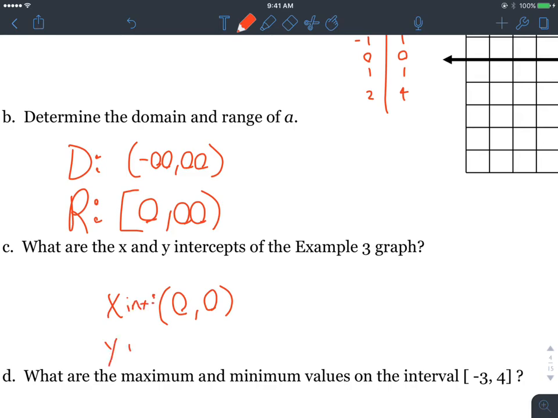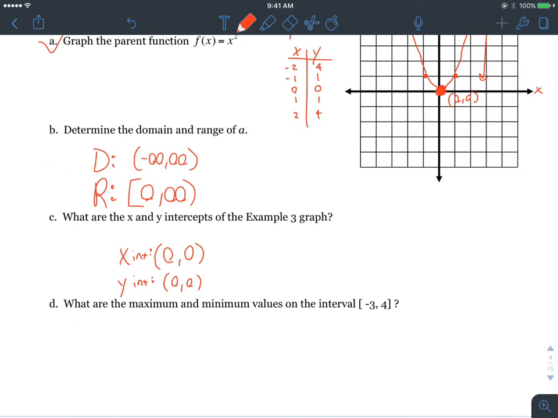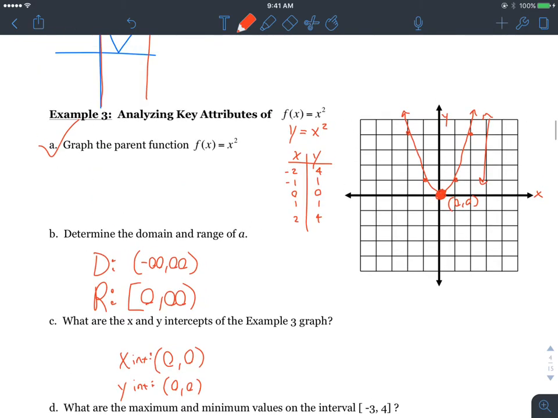And then the y-intercept happens to be the same thing. That won't happen every time, but it does in this case here. And then what are the max and min values on the interval from negative 3 to 4?